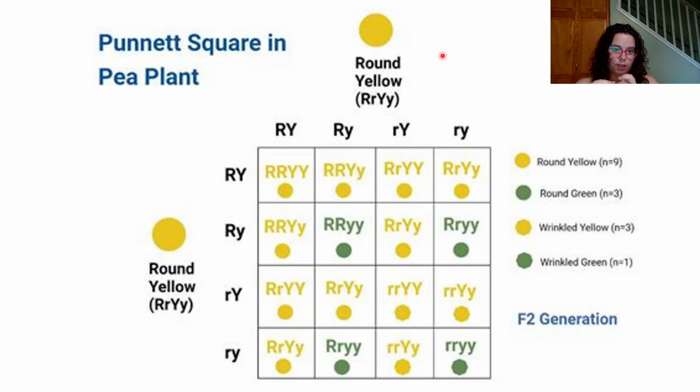So, this is a bigger Punnett square than we're used to. And you can see this one. This parent is called a round yellow.